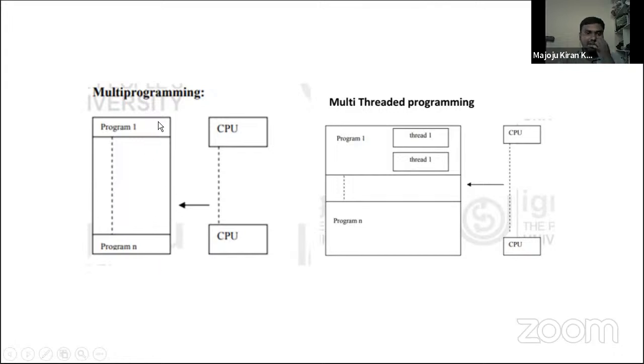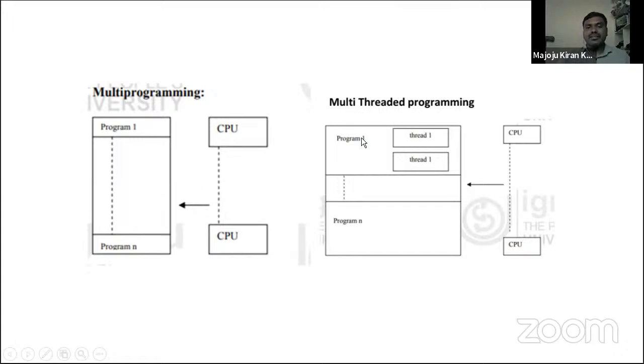This is called multi-programming. Multi-programming allows you to work with multiple applications simultaneously. That means you can switch from one program to another program. The CPU automatically switches from one program to another program. That is called multi-programming.